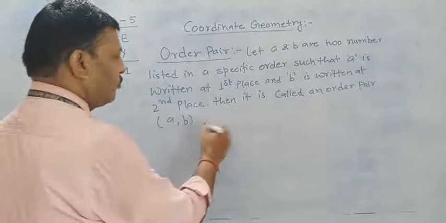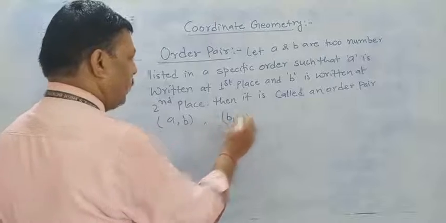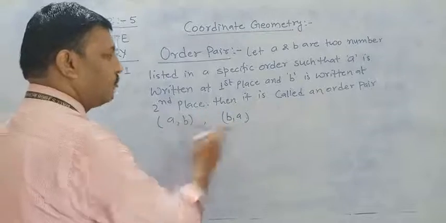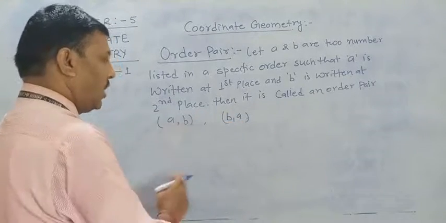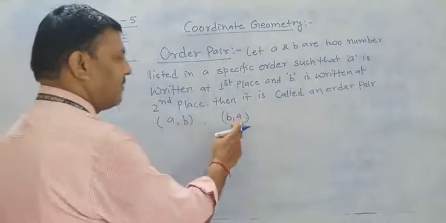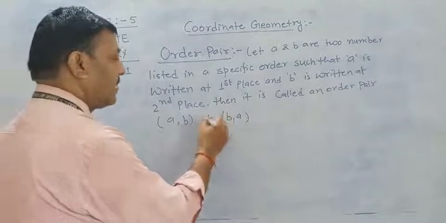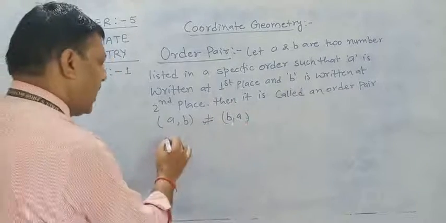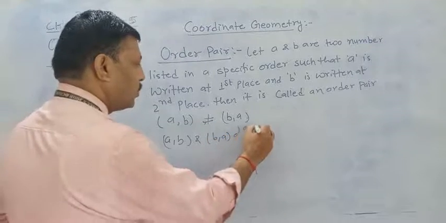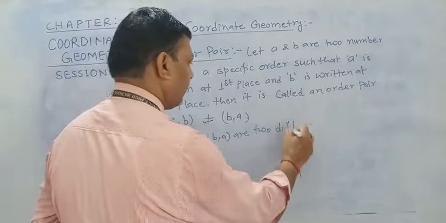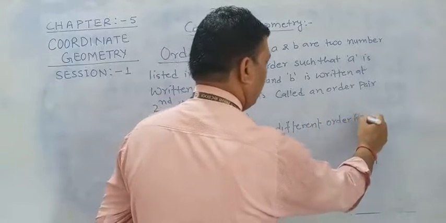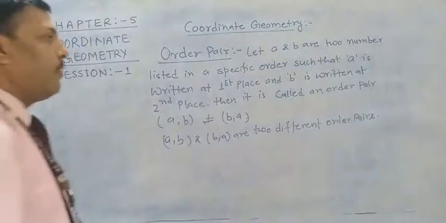Now suppose this is the ordered pair (B, A). The numbers in the first and second bracket are the same, so can we say these two ordered pairs are equal? No. At first place here is A, there B; at second place here B, there A. So they cannot be considered equal. (A, B) and (B, A) are two different ordered pairs. We can never equate them.